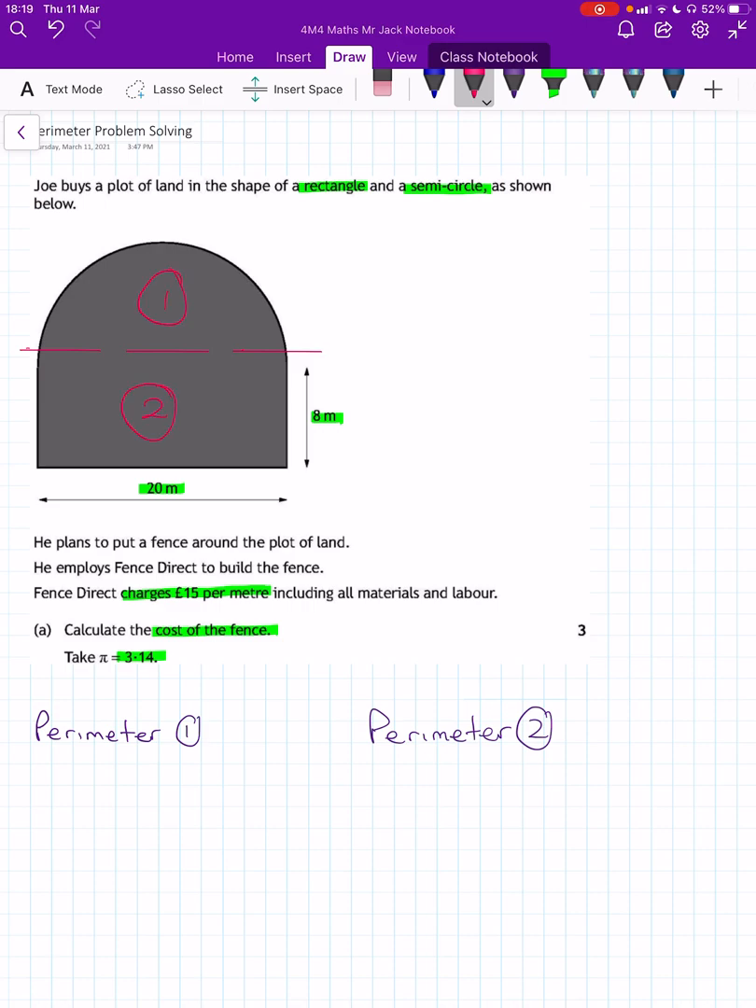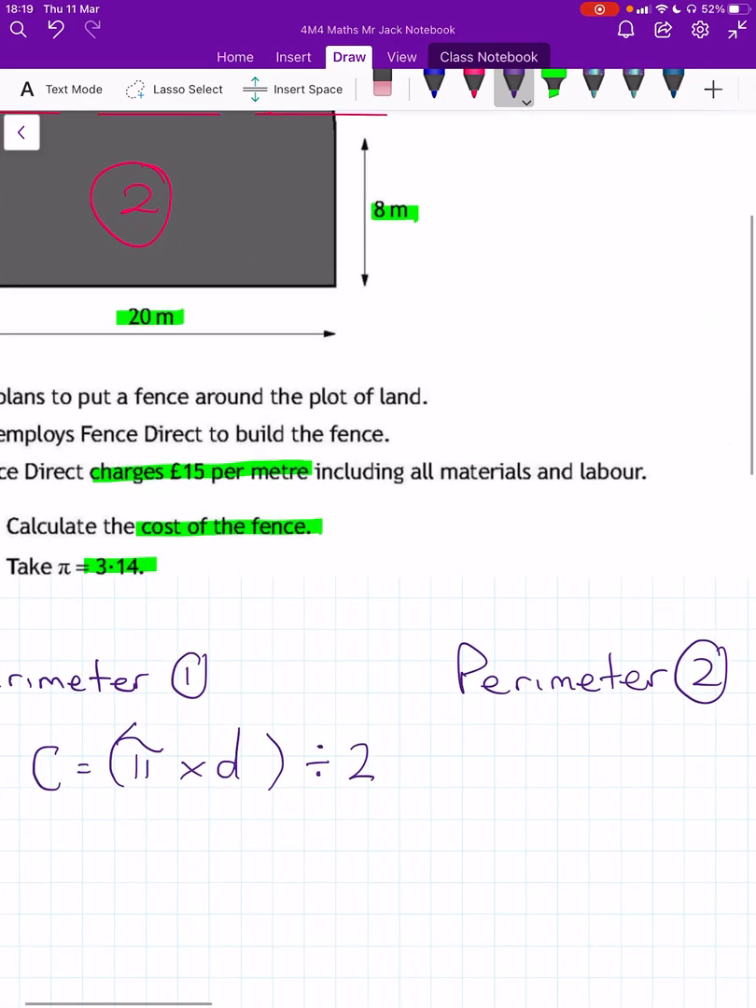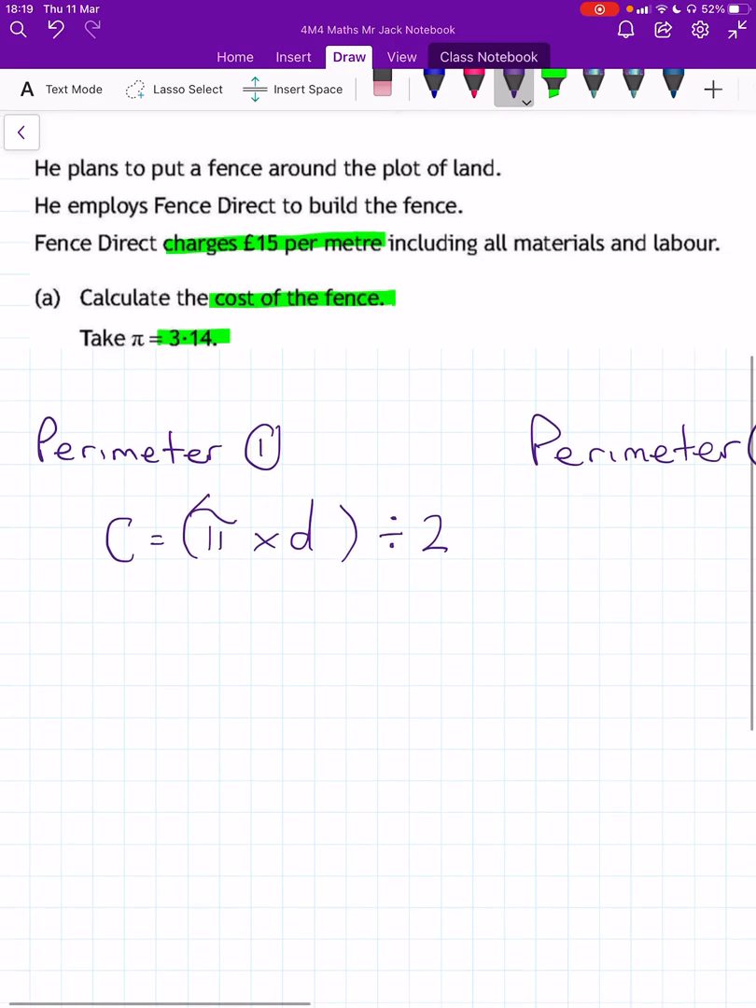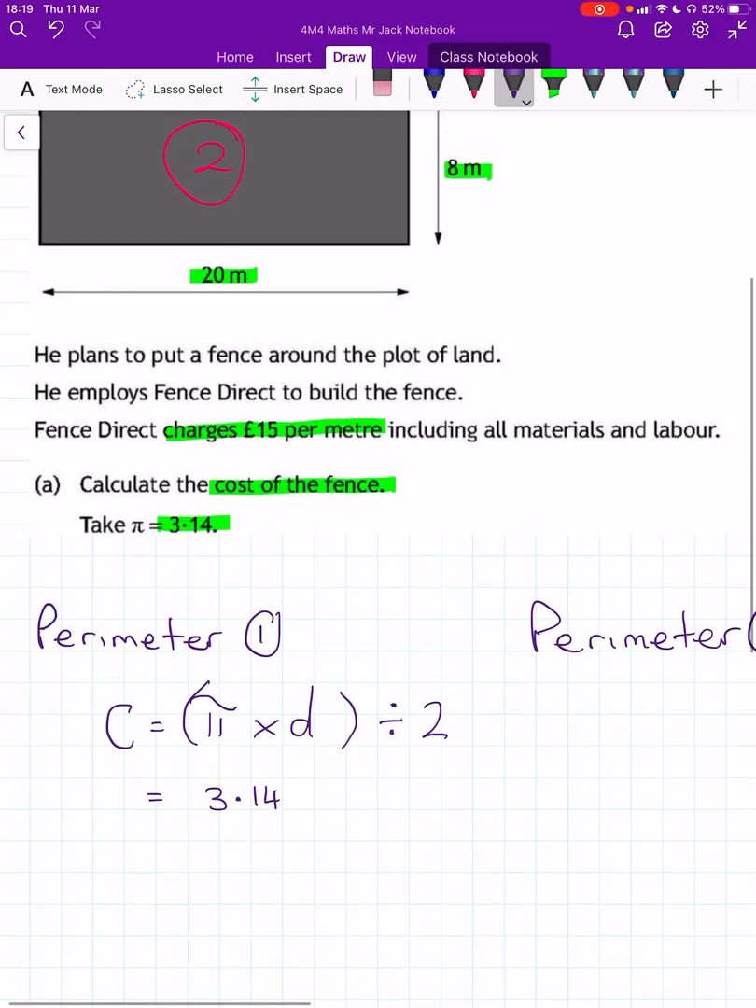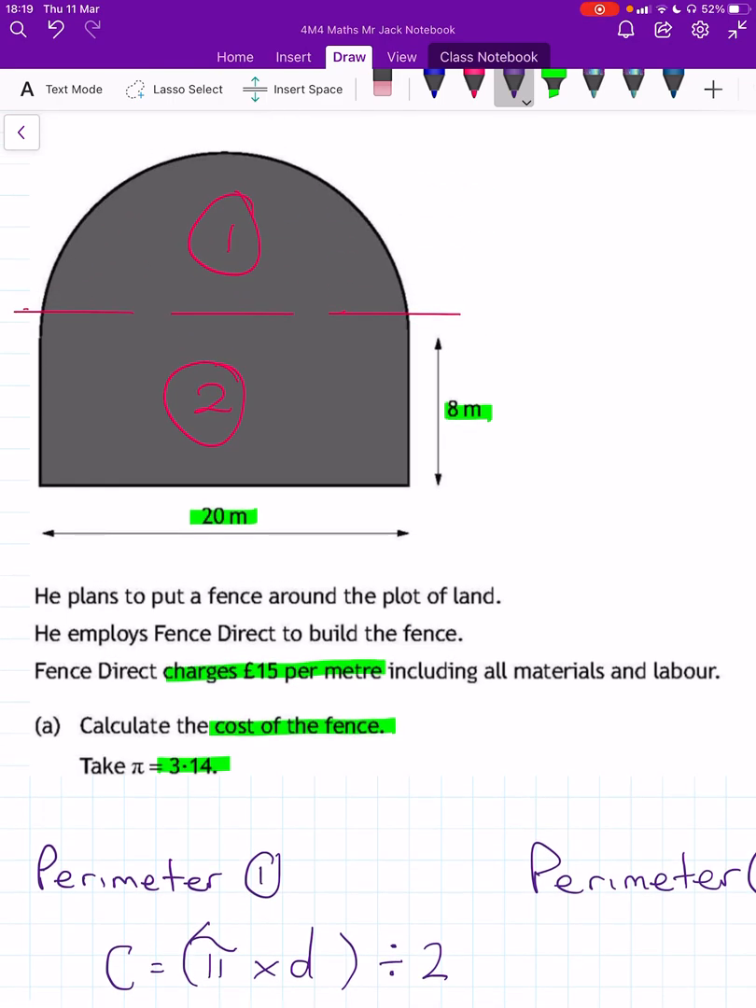Okay, so thinking about the semicircle, we know that the circumference is equal to pi times diameter. In this case, we have a semicircle, so we have to divide that by 2. So remember the question says take pi is 3.14, so there's 3.14. The diameter is going to be half of the 20. Okay, so you can see that there.